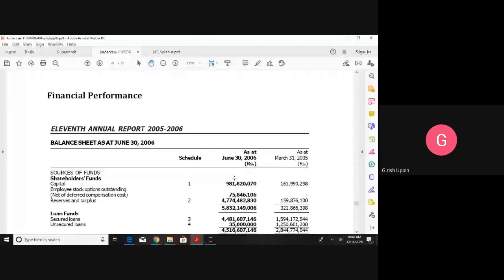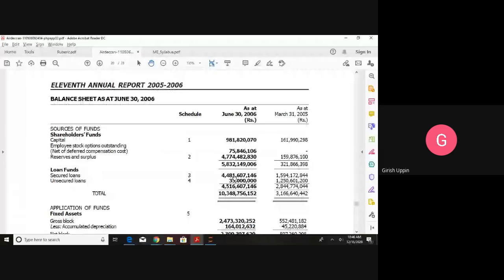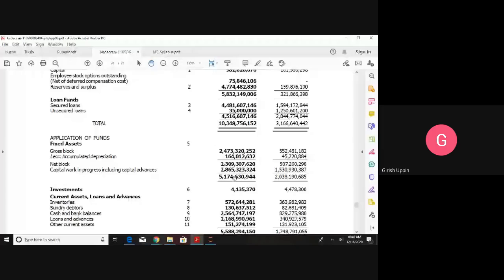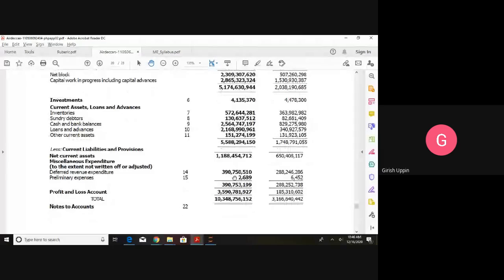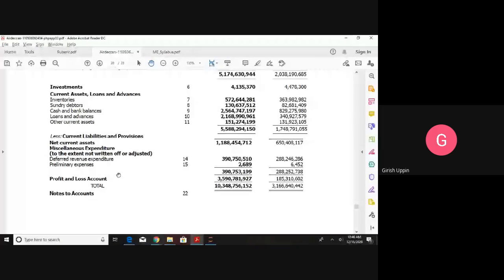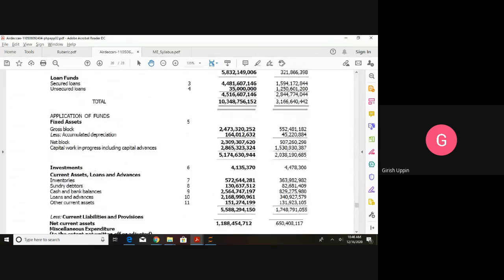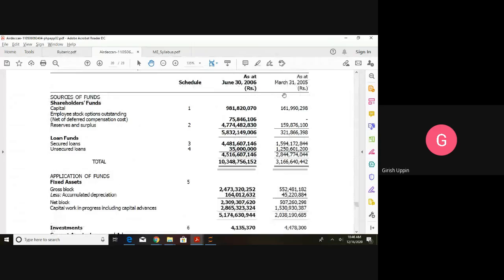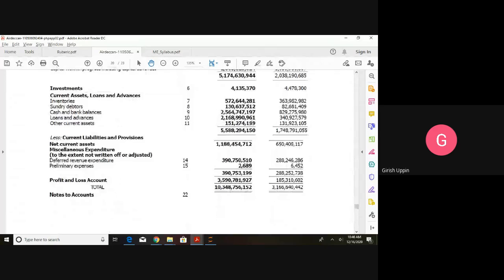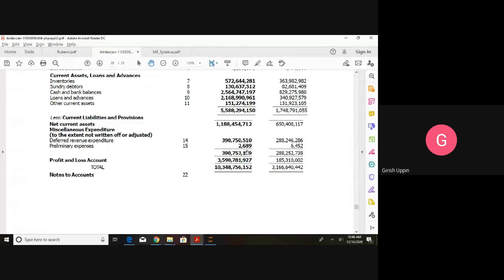This is the balance sheet. Okay, so just we'll see what is the profit. We may not understand most of the things here. So the profit, you can see the profit here, and this is around 359 crores profit. That is in year June 2006. Sorry, 39 crores. Earlier it was 28 crores. That was the profit.